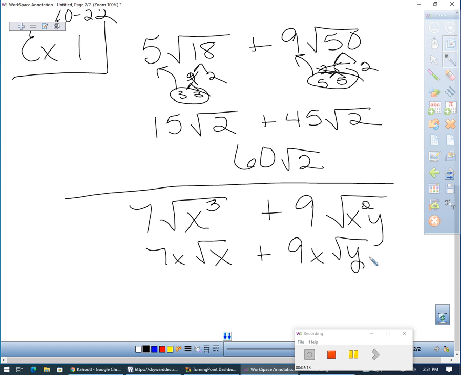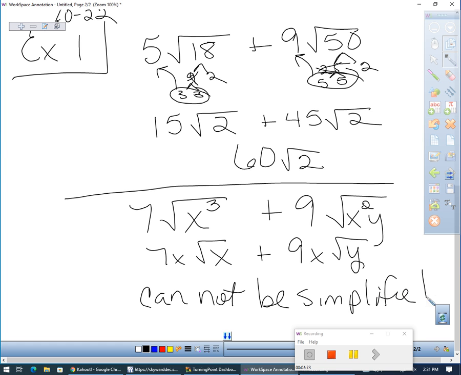Are these like terms? Nope. So then all I want you to write is cannot simplify further. We'll just say cannot be simplified.